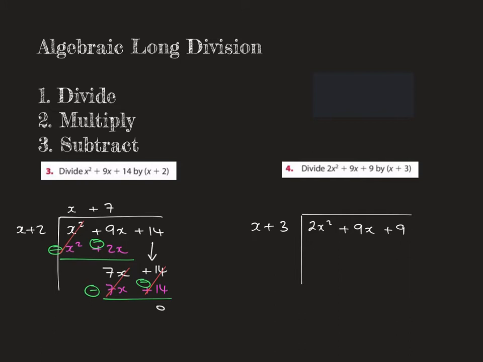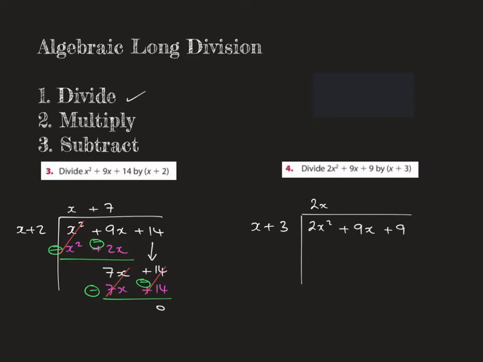So how many times does x divide into 2x squared? So that's our division. And how many times it divides in is 2x times. And we can double check that by multiplying. X times 2x gives us 2x squared.